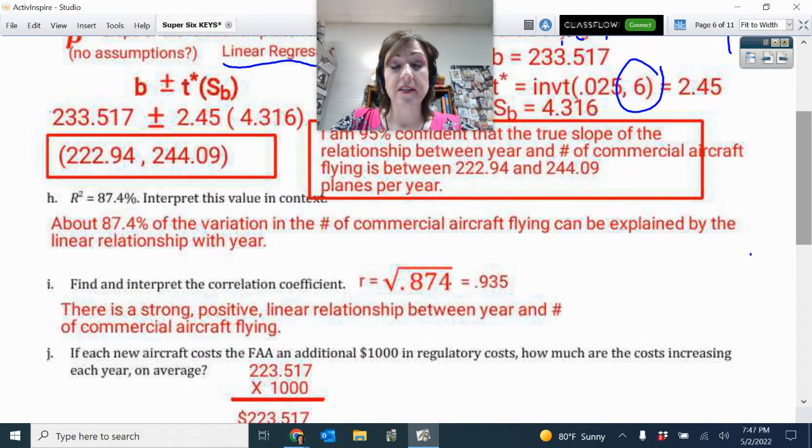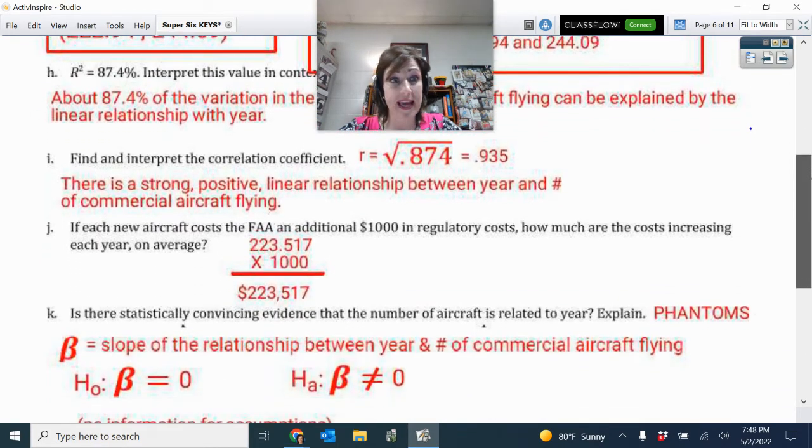And then looky here, R squared. That's the coefficient of determination, the percent of variation found in the Y. So about 87.4% of the variation in the Y, which is the number of aircraft flying, can be explained by the changes in the X, or by the model itself, that linear relationship with year. That's an easier way to say that.